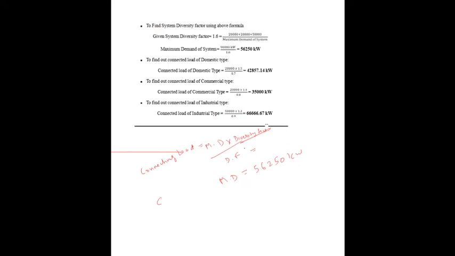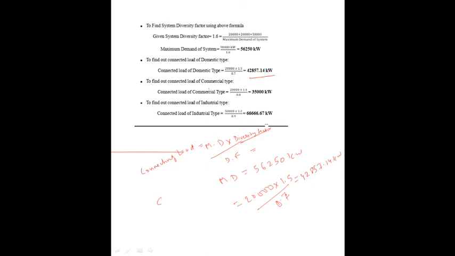Okay, then for domestic consumer, it will be 20,000 is the maximum demand into diversity factor is given 1.5 and demand factor is given 0.7. It will come around 42857.14 kilowatt. This one.